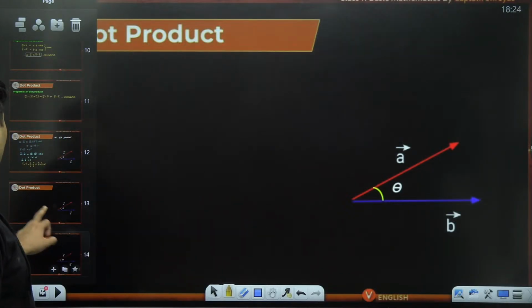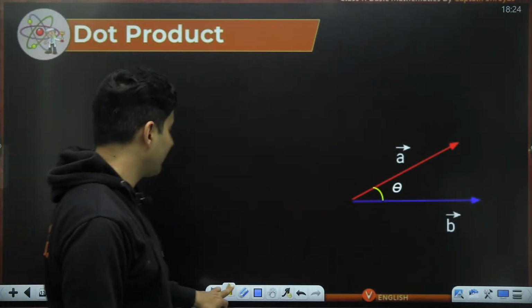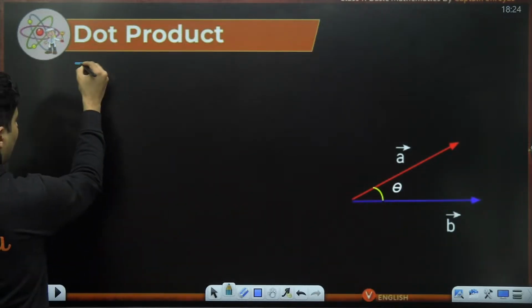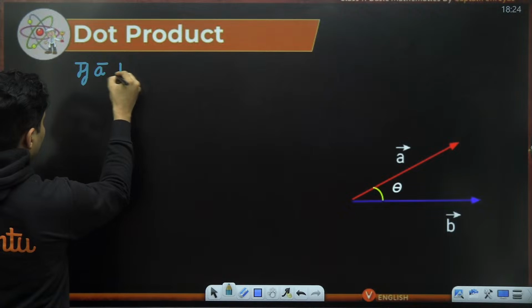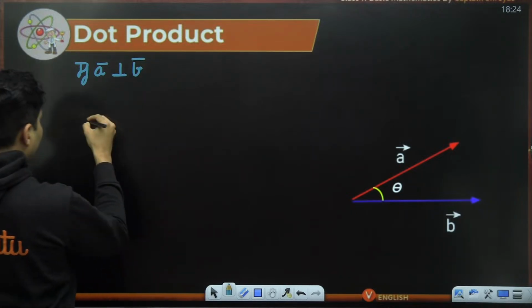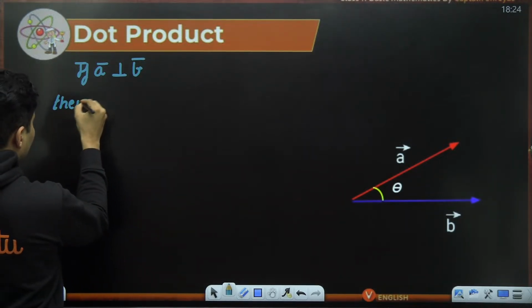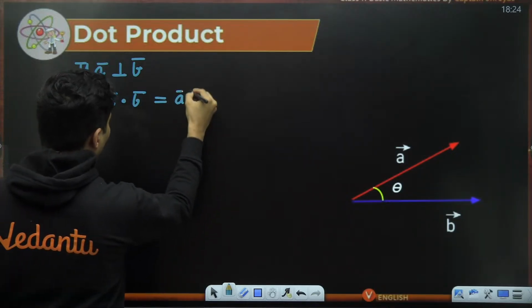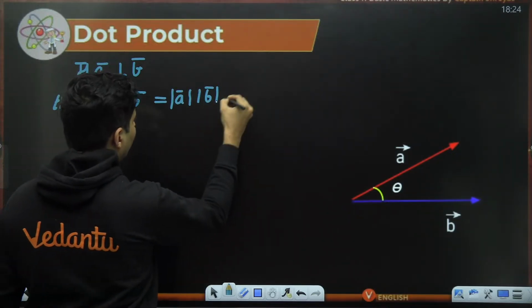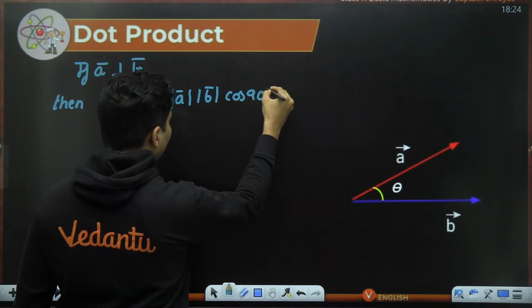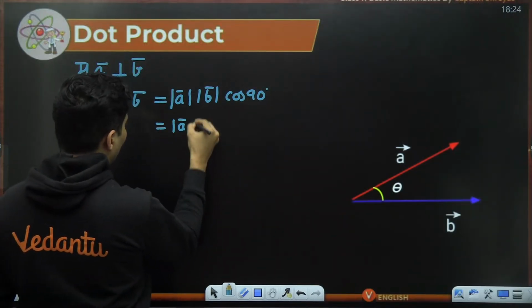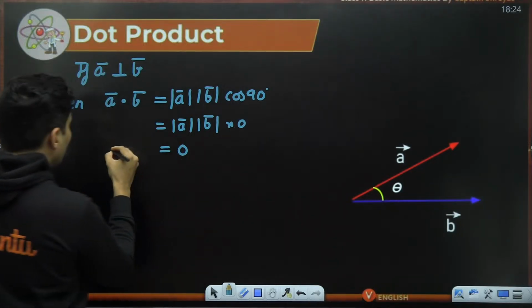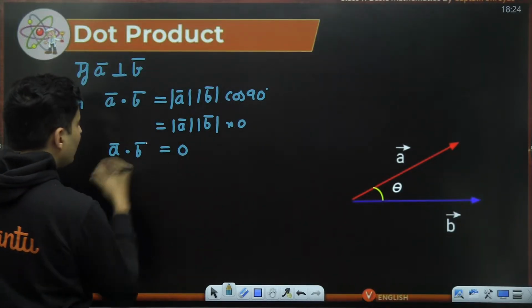Great. Sir, what if I take two perpendicular vectors? Let's take that example. If vector A is perpendicular to vector B, then if you take the dot product A dot B, it will be magnitude of vector A, magnitude of vector B into cos of 90. Wait a minute, what is cos of 90 degrees? Cos 90 is 0, so the outcome will be 0. So therefore, A dot B is 0.